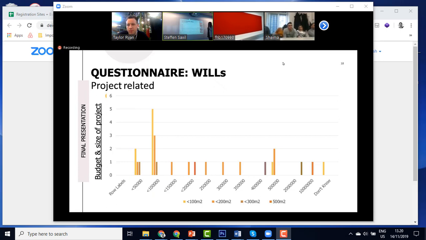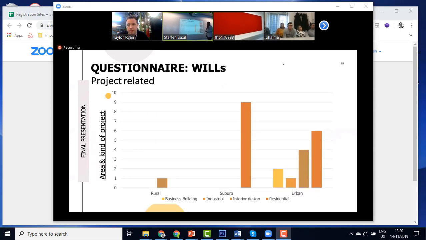Project related, we have a look at the budget and the size of the projects. If we look at the square meters and the budget, the most interesting group of projects is 100 to 200 square meters and 50,000 to 100,000. For the other groups, it's a bit less.